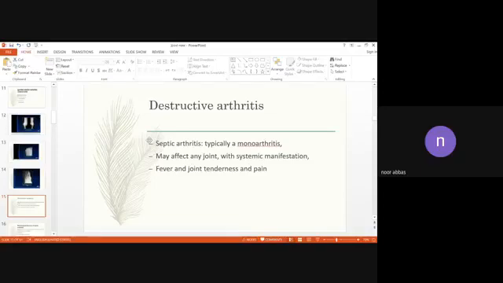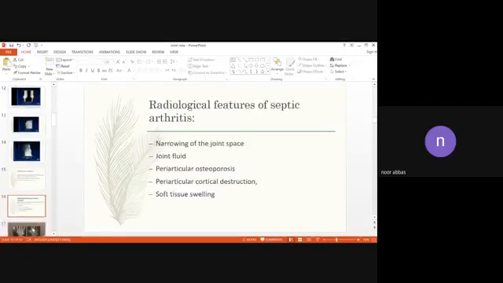We have to have a very high index of suspicion and a very low threshold for diagnosis of this condition, because this is a serious condition that we need to consider clinically, and radiology may help us to diagnose it. So we say it is typically a monoarthritis. It may affect any joint in the body, typically with systemic manifestations. Fever and joint tenderness and pain are the hallmarks of septic arthritis.